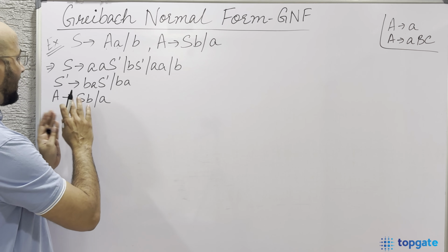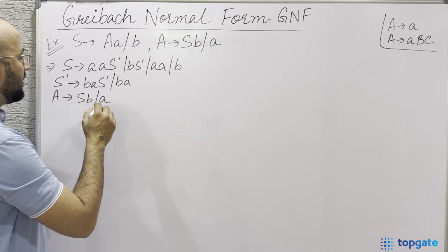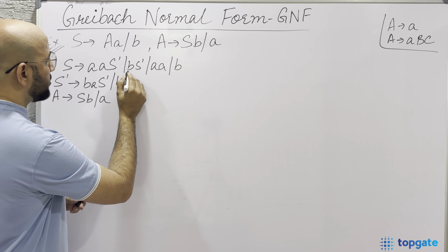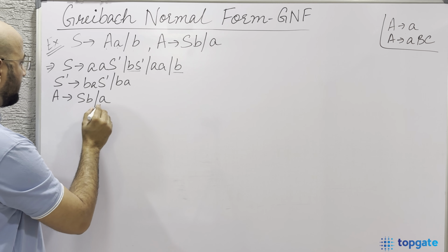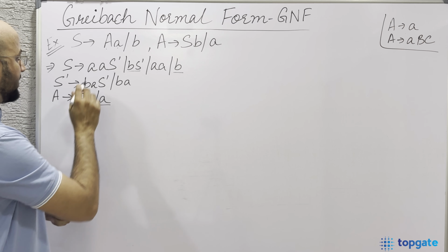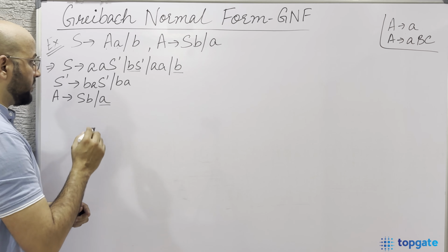So now I can just directly convert it into a GNF. Let's see how we do this one. If you see this grammar, you can see that we have this production rule already in GNF, this one already in GNF, and this one already in GNF. The rest, these few, are actually not in GNF. Let's see how we convert this to GNF form.